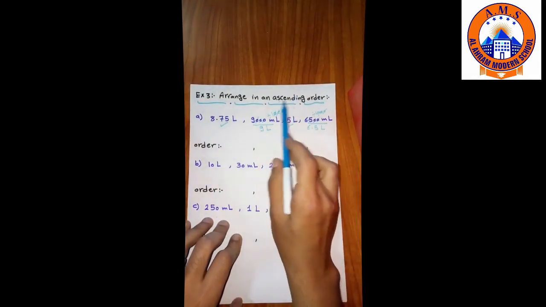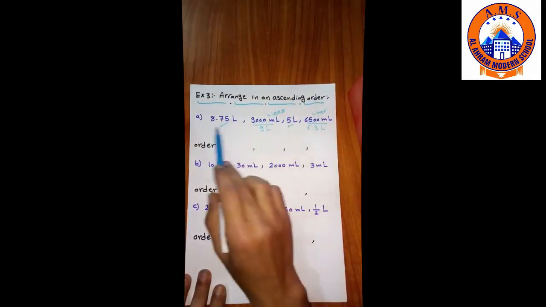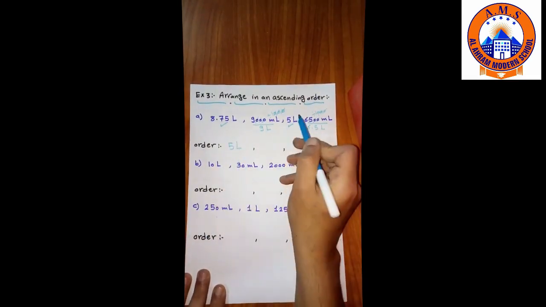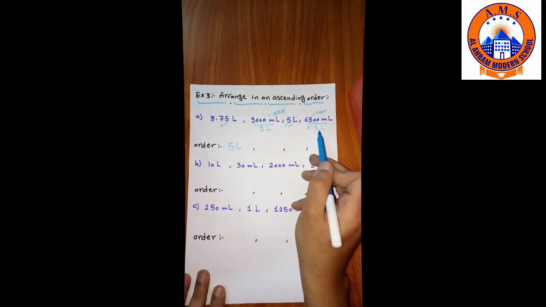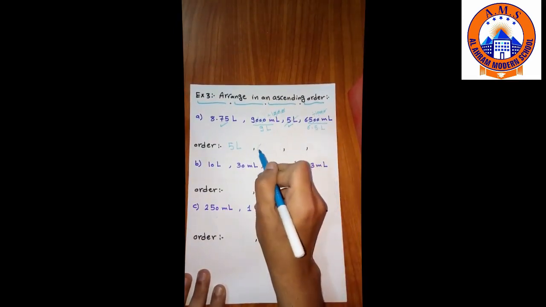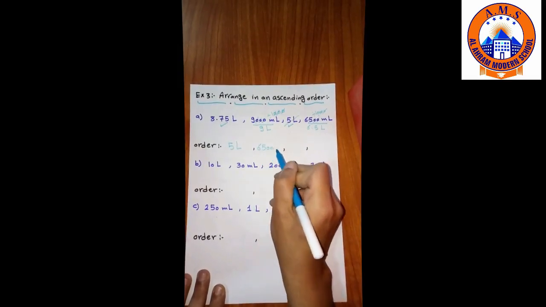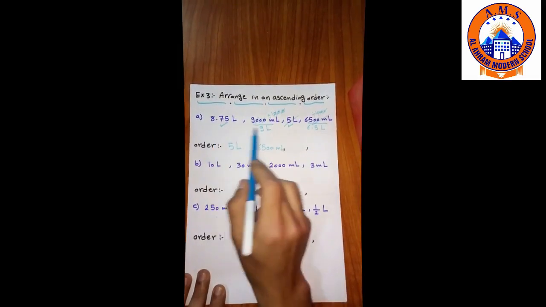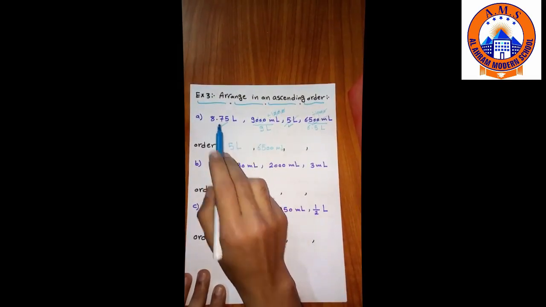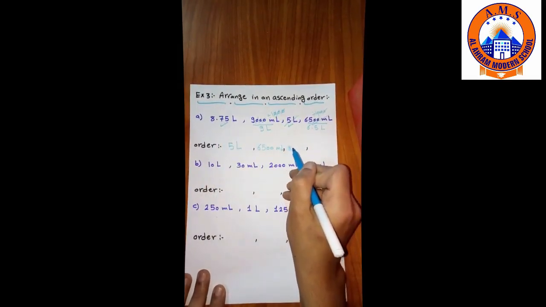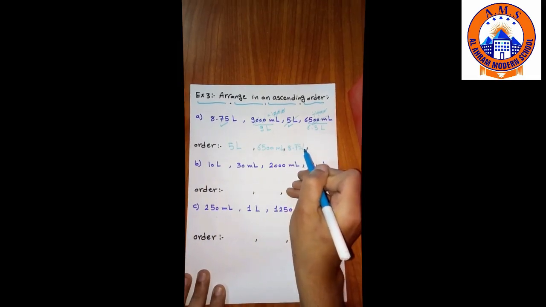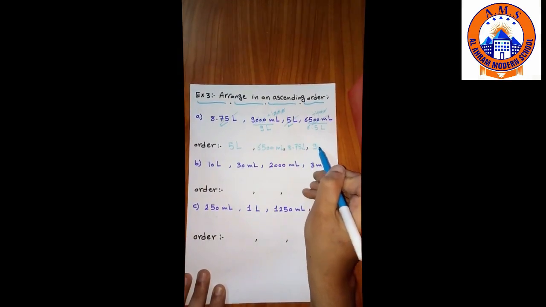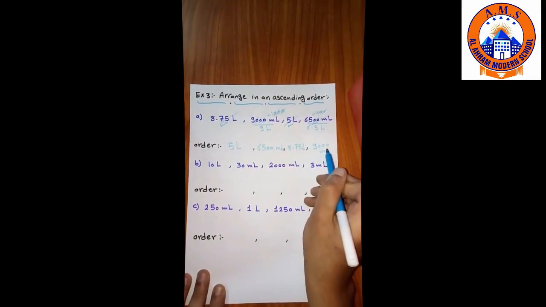We want to arrange it in ascending order, so the smaller amount of liters is 5 liters first. Then we will put 6.5 liters, which was 6,500 milliliters. So we choose this, and we have 8.75 and 9 liters, so 8.75 is smaller, so this is 8.75 liters, and the last one is 9 liters, which was 9,000 milliliters.